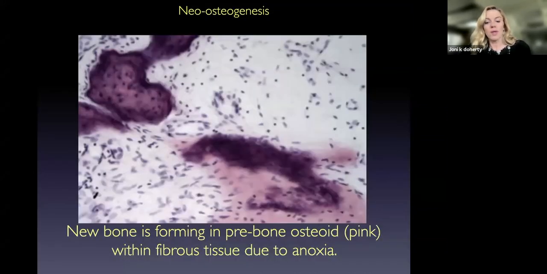So new bone formation happens when tissue gets anoxic within the cochlea. We know that lack of blood supply eventually leads to new bone formation and fibrosis. An example of that is when we do a translabyrinthine acoustic neuroma removal. If you look at the cochlea years later, many times it's ossified completely.